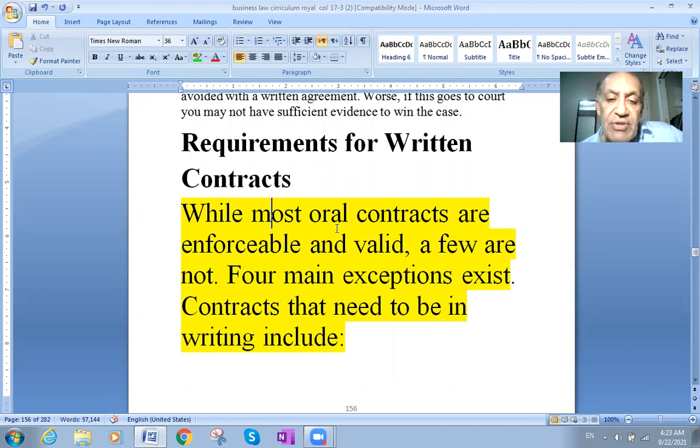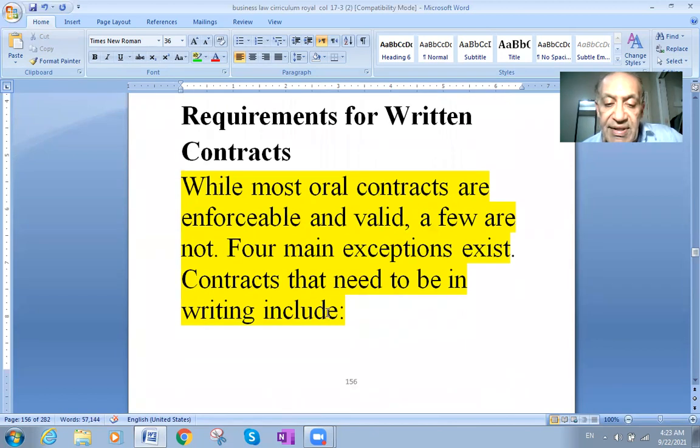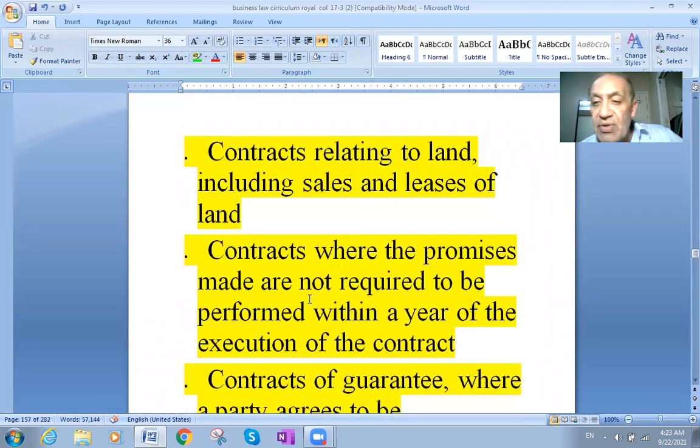Okay, while most oral contracts are enforceable and valid, a few are not. Four main exceptions exist. Contracts that need to be in writing include... So there must be some contracts that must be in written form. Okay. What are those kinds of contracts?